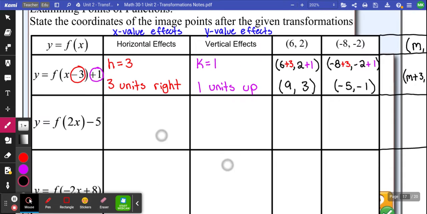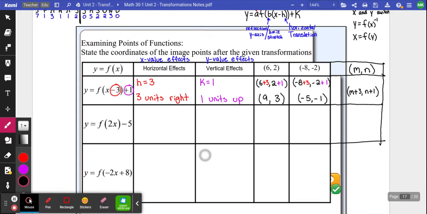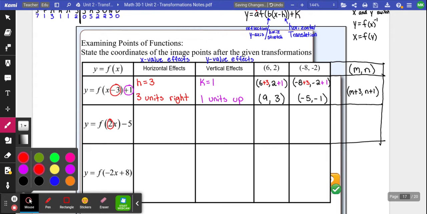Okay, let's try the next one. Y equals f of 2x minus 5. Horizontal effects on that one. The 2 would have a horizontal effect. That is my b value. Yeah, so the b value is 2. The value of b is 2. The factor at which it multiplies is 1 over 2, right? But when I talk about the literal value of b in function notation, the value is 2.